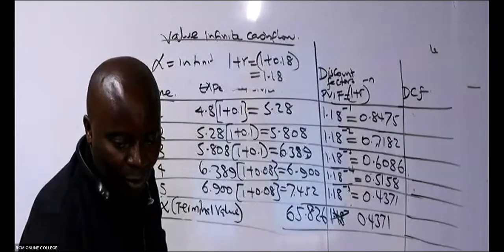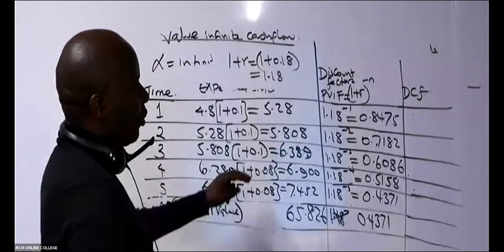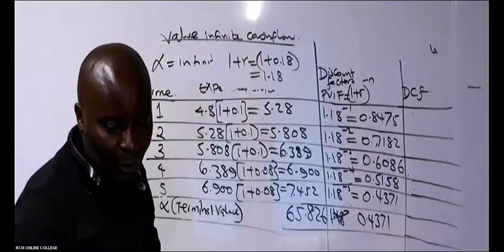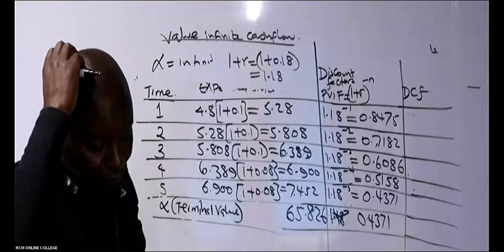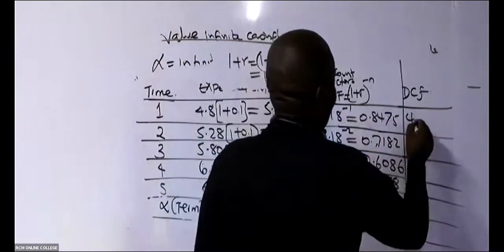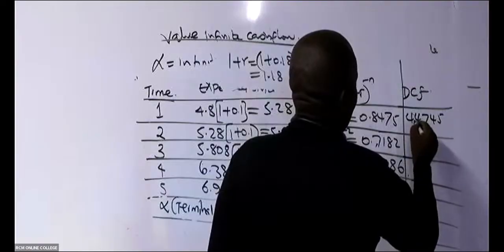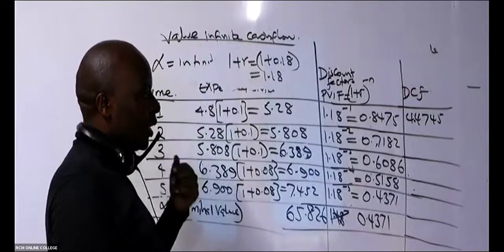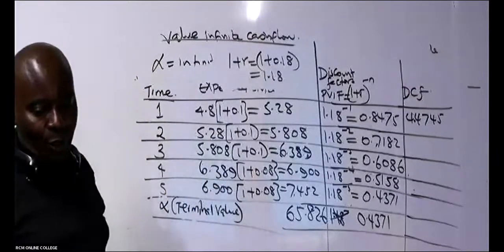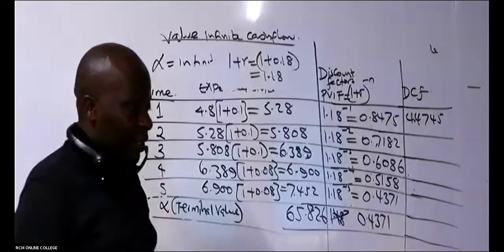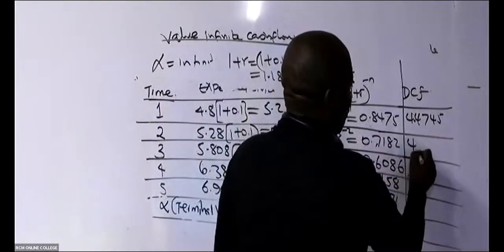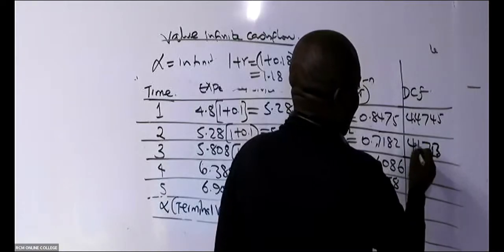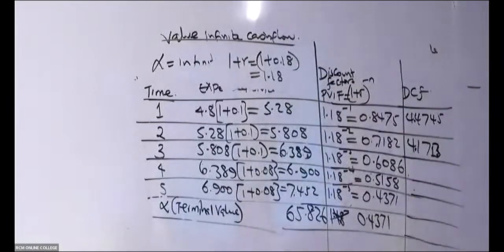All right, so now we are multiplying. The first one will be this multiplied by this discount factor, which in this case somebody is giving me 44,745, with a decimal there. Thank you so much. The second one will be 5808 times 0.7182. 41,713, decimal there. Okay.